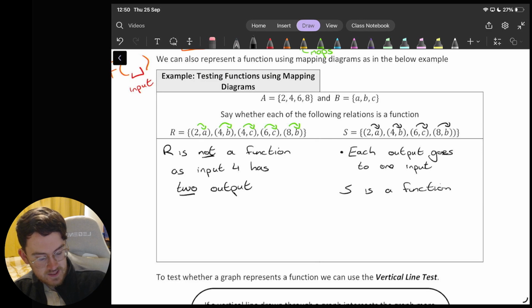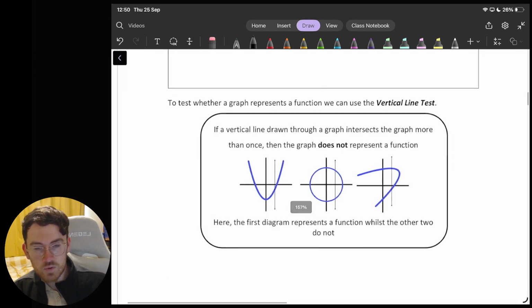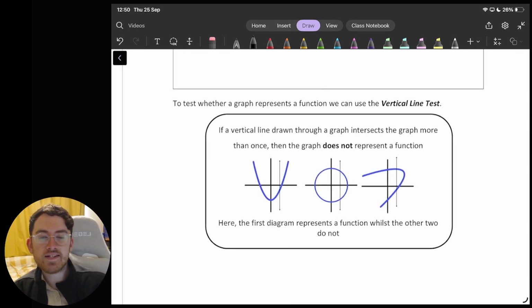So here S is a function, but OR is not a function for the simple reason that one of the inputs goes to 2 outputs. To test a graph, because we're going to be looking at graphs later as well, to test whether a graph is a function, we use what we call the vertical line test. If I draw a vertical line, I only want it to cut the graph once. If it cuts the graph any more than once, I do not have a function. So we can see the example here where this is a function, but neither of these two are functions.